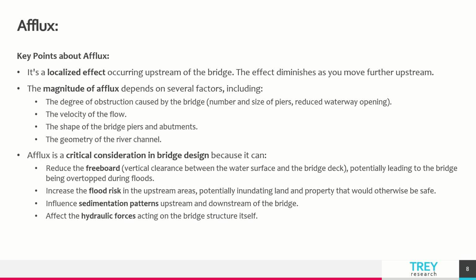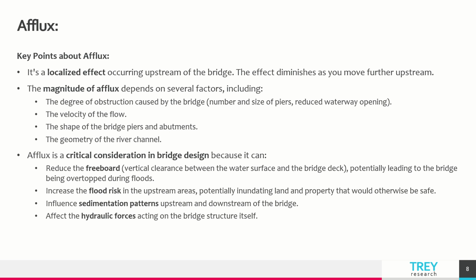Then coming to the point of afflux, what afflux is and what are the key points about afflux. It is a localized effect occurring upstream of the bridge. The effect diminishes as you move further upstream. The magnitude of afflux depends on several factors, including the degree of obstruction caused by the bridge, that is the number and sizes of piers, reducing the waterway opening. We can also see factors like the velocity of flow, the shape of the bridge piers and abutments, and the geometry of the river channel. These are the four types of factors which affect the magnitude of afflux.